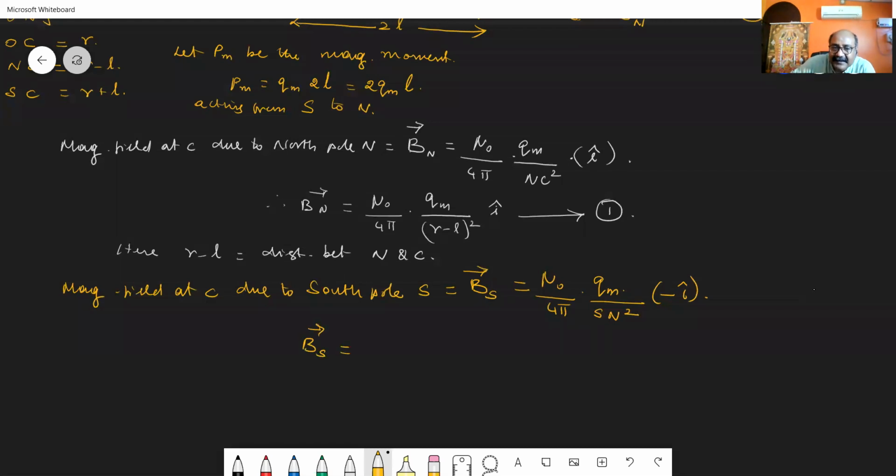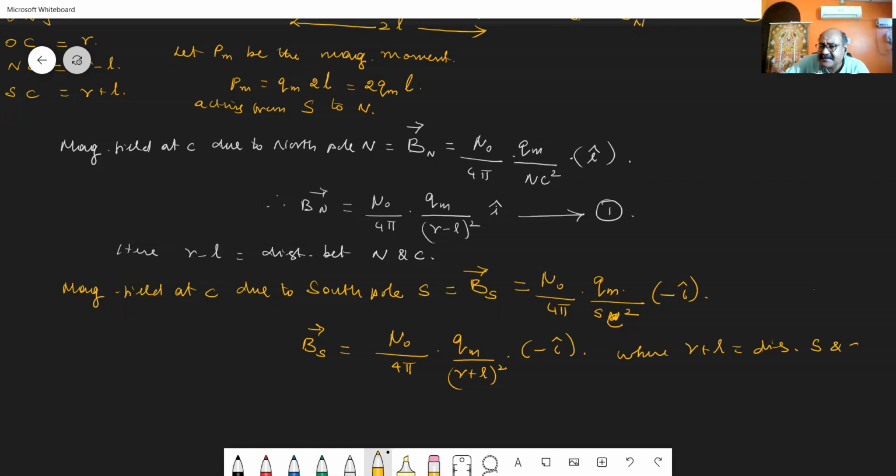Bs vector is equal to mu 0 divided by 4 pi into Qm by, what is SC? Already we have calculated SC square. What is SC? SC is R plus L. So it is R plus L, the whole square, multiplied with minus I cap, where R plus L is equal to the distance between the South Pole and the point C, where we have to calculate the net magnetic field. Now, how can I write this?